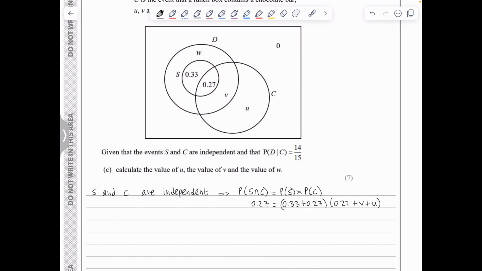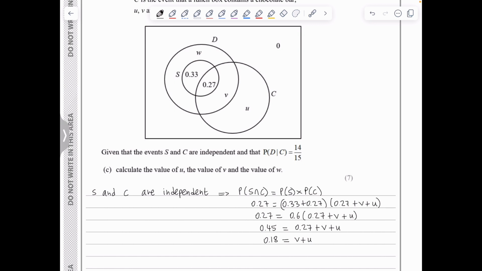This leads to 0.27 is equal to 0.6 times (0.27 plus V plus U). And if I divide both sides by 0.6, I get 0.45 is equal to 0.27 plus V plus U, which of course gives me 0.18 is equal to V plus U. So I have established a relationship between V and U. They add up to 0.18.